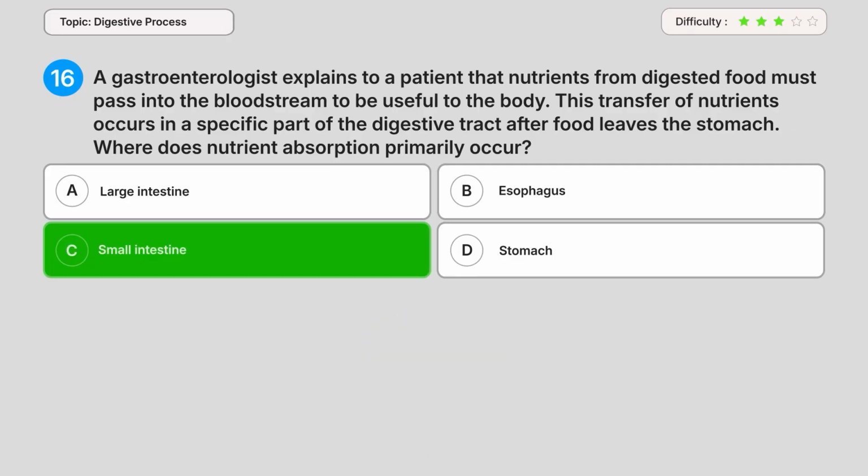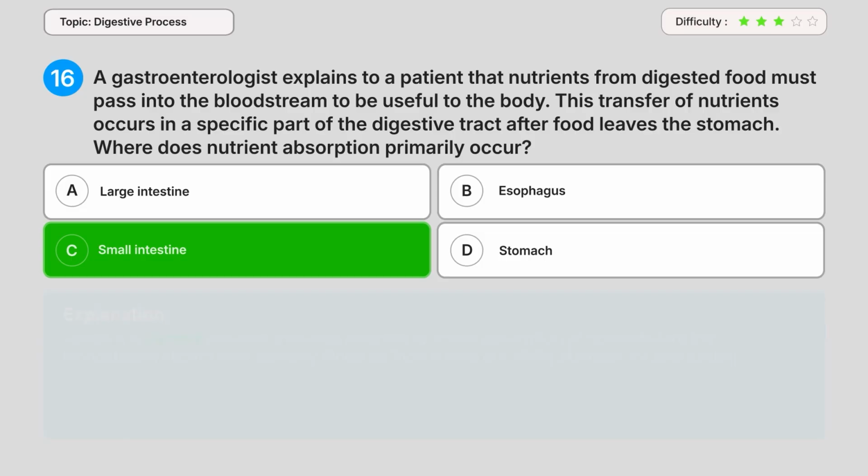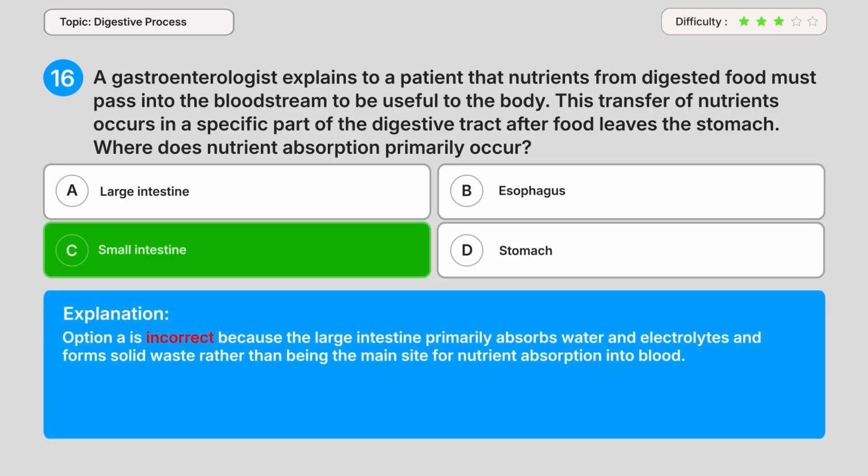Correct answer, C. Small intestine. Explanation: option C is correct because the small intestine is where absorption of nutrients into the bloodstream occurs after partially digested food moves out of the stomach for processing. Option A is incorrect because the large intestine primarily absorbs water and electrolytes and forms solid waste rather than being the main site for nutrient absorption into blood.